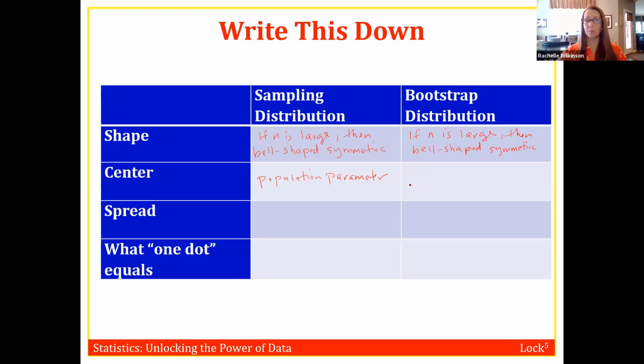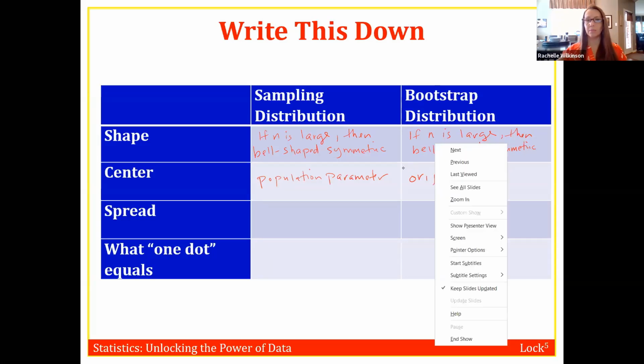So our bootstrap distribution is going to be centered on the value of the original sample statistic. So the center of the bootstrap distribution is going to be the same as the original sample statistic.